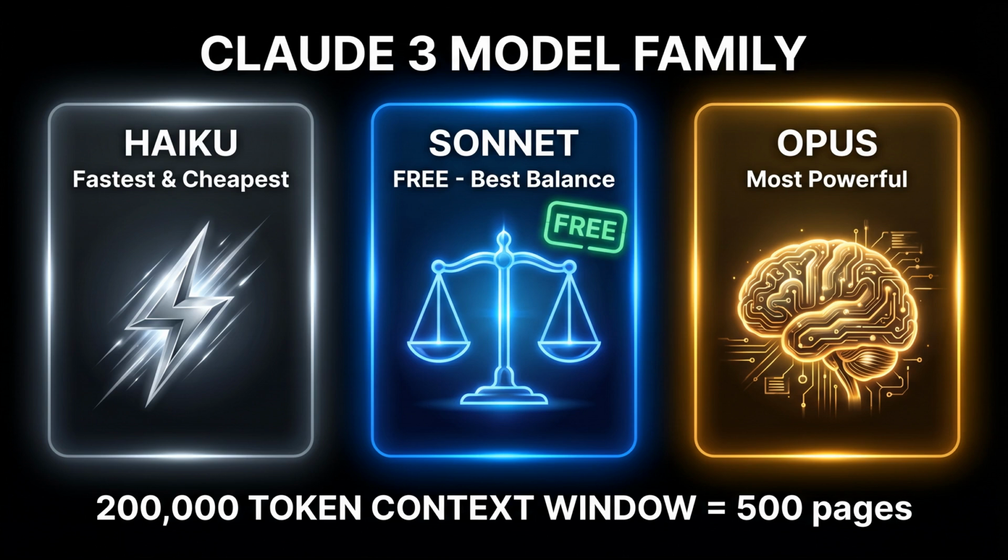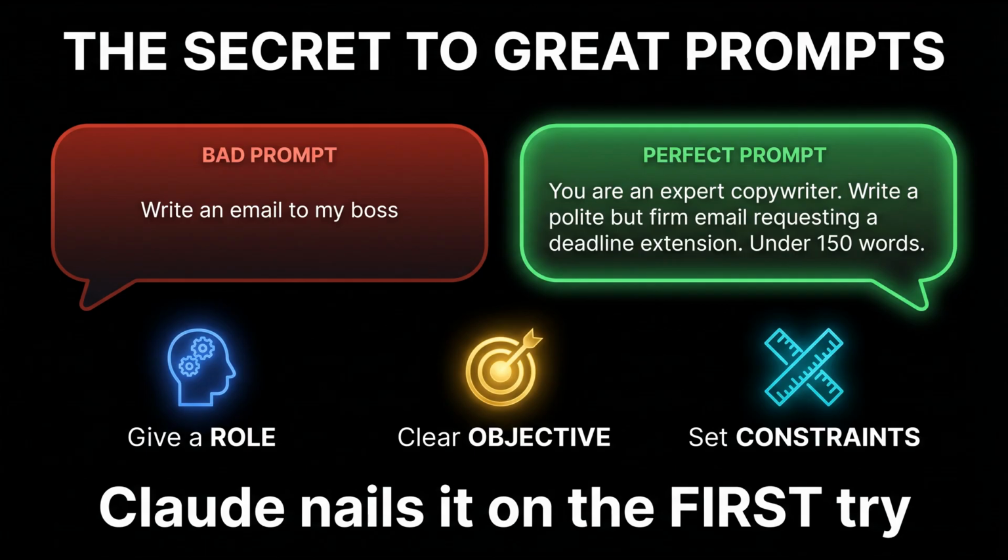But the real superpower of Claude 3 is its context window. It can remember and process up to 200,000 tokens at once. That's equivalent to a 500-page book. You can literally upload an entire financial report, a massive legal contract, or an entire code base, and Claude will understand it perfectly. It also sounds much more natural and human-like than ChatGPT, which often sounds a bit robotic.